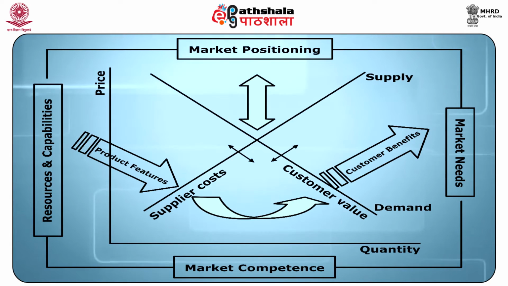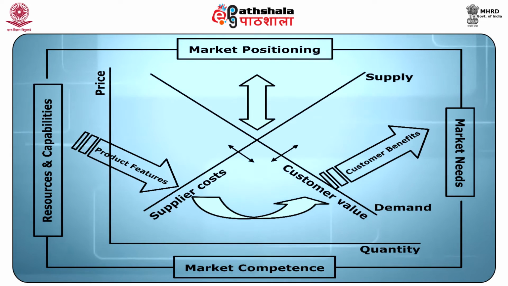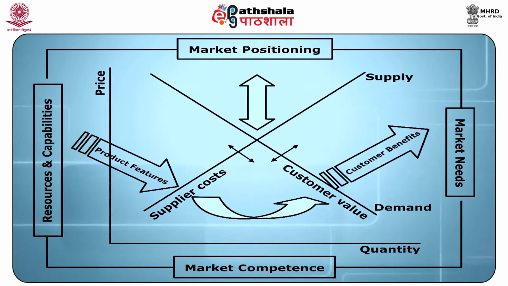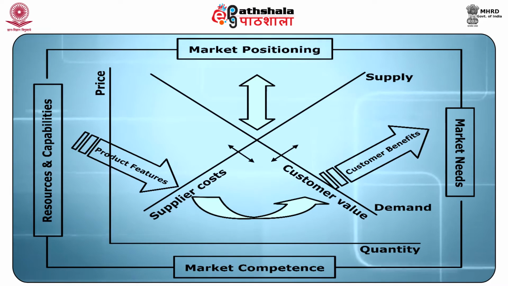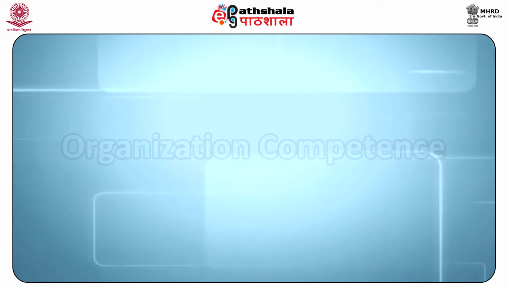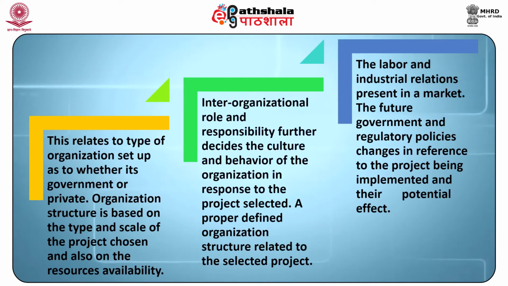So, you can look at this diagram which shows the interrelationship between these different factors like market positioning, market needs, market competence, and resources and capabilities in the periphery, and the interrelationship between price, supplier's cost, supply, customer value and demand on the other hand. Let's now move on to the organization competence. Now, this relates to the type of organization setup as to whether it's government or private.